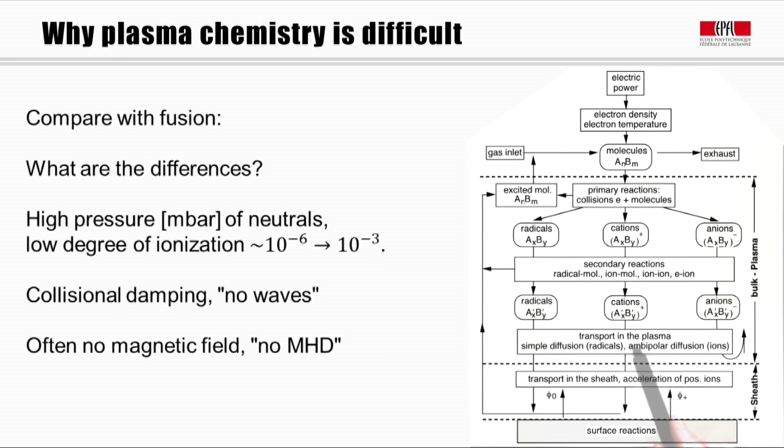In this bulk plasma, the transport is determined by simple diffusion for radicals and ambipolar diffusion for ions. There is also transport to the sheath, which will be the subject of the fourth and fifth module, where the positive ions are transported to the surface and negative ions are trapped inside the plasma. On the substrate itself, there are also surface reactions which change the composition of the plasma. The final saturated molecules are pumped out through the exhaust. The complication of plasma chemistry comes from all of these different types of species.